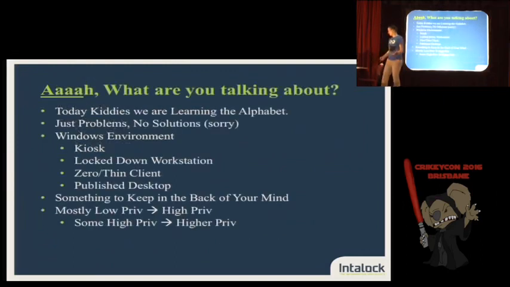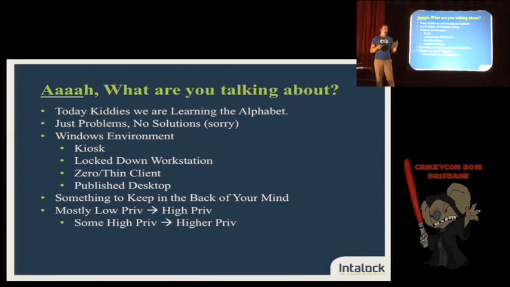So today I'm going to be talking about things like the alphabet, and we're going to learn the alphabet, A, B, C. I'm not really going to be discussing any kind of solutions to all these problems, there's just not enough time. So we're just going to be going through the problems, the techniques, and all those kind of things you might use to escalate your privileges from a low or high or whatever user within a Windows environment. So that could be anything like a kiosk.